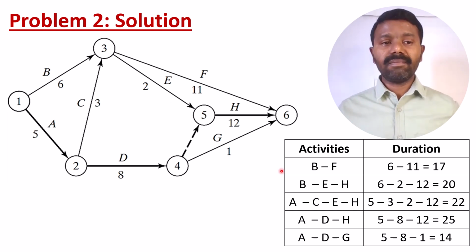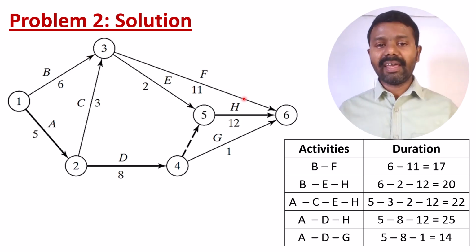So now if I take the first path, it is starting from B and then directly F. So that means node 1, 3 and 6. The activity B is taking 6 days. Activity F is taking 11 days. So the total is 17 days. And another path is B, E and H. So B is taking 6 days, 6 plus 2, 8, 8 plus 12, so 20. So this is the second path, and for the third path, let us come to A.